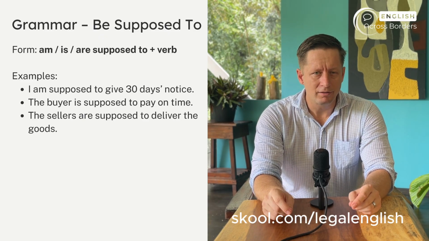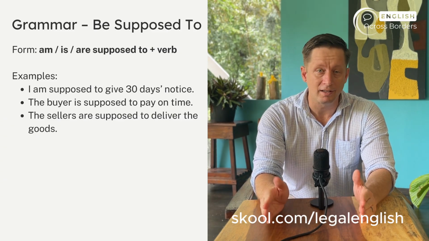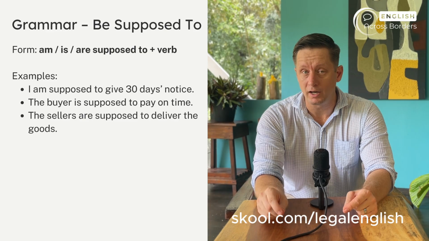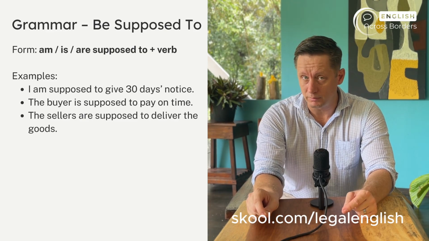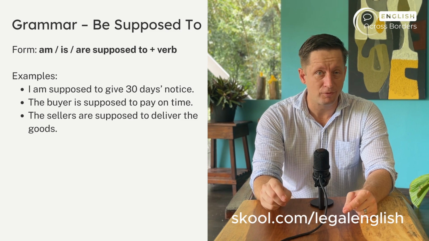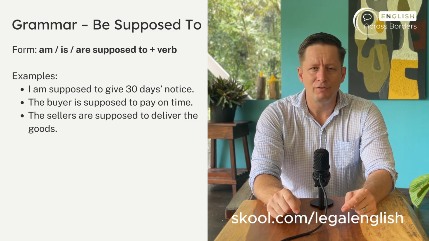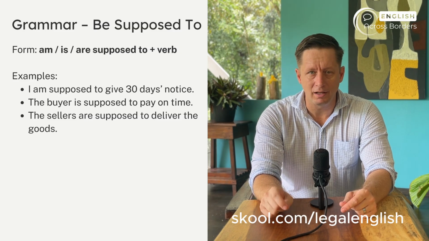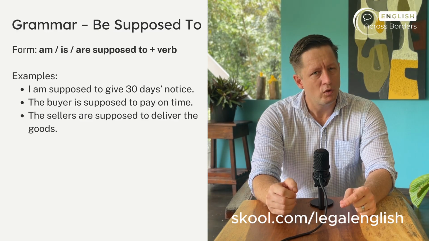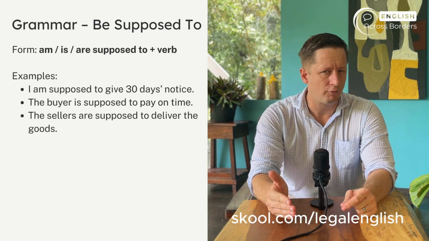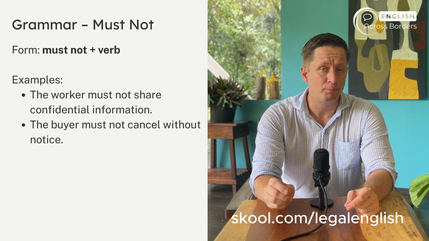Now, let's look at some more examples. A lawyer is explaining to a client. They say, you are supposed to sign the contract today. The buyer is supposed to transfer the money tomorrow. The workers are supposed to follow the safety rules every day. This structure is very common in contracts and daily life when describing what someone is expected to do, without sounding too strong or formal. Must not is used to show something is prohibited.